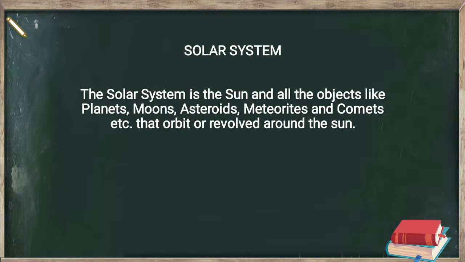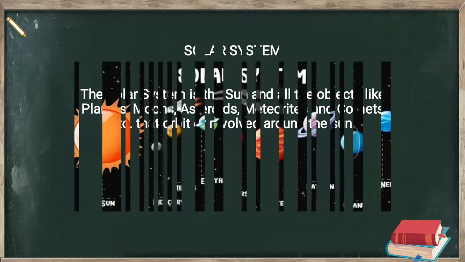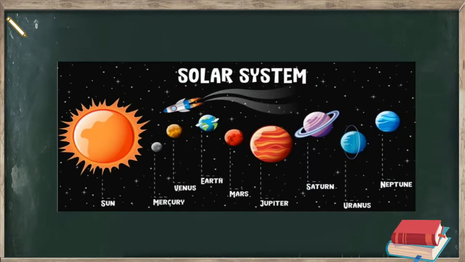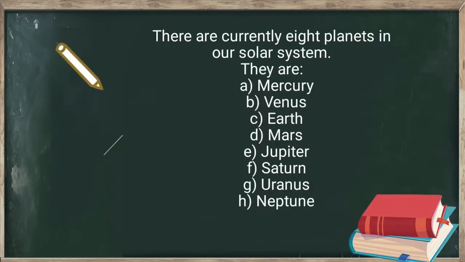The solar system is the sun and all the objects like planets, moons, asteroids, meteoroids, comets, etc. that orbit or revolve around the sun. The solar system has 8 planets: Mercury, Venus, Earth, Mars, Jupiter, Saturn, Uranus, Neptune.